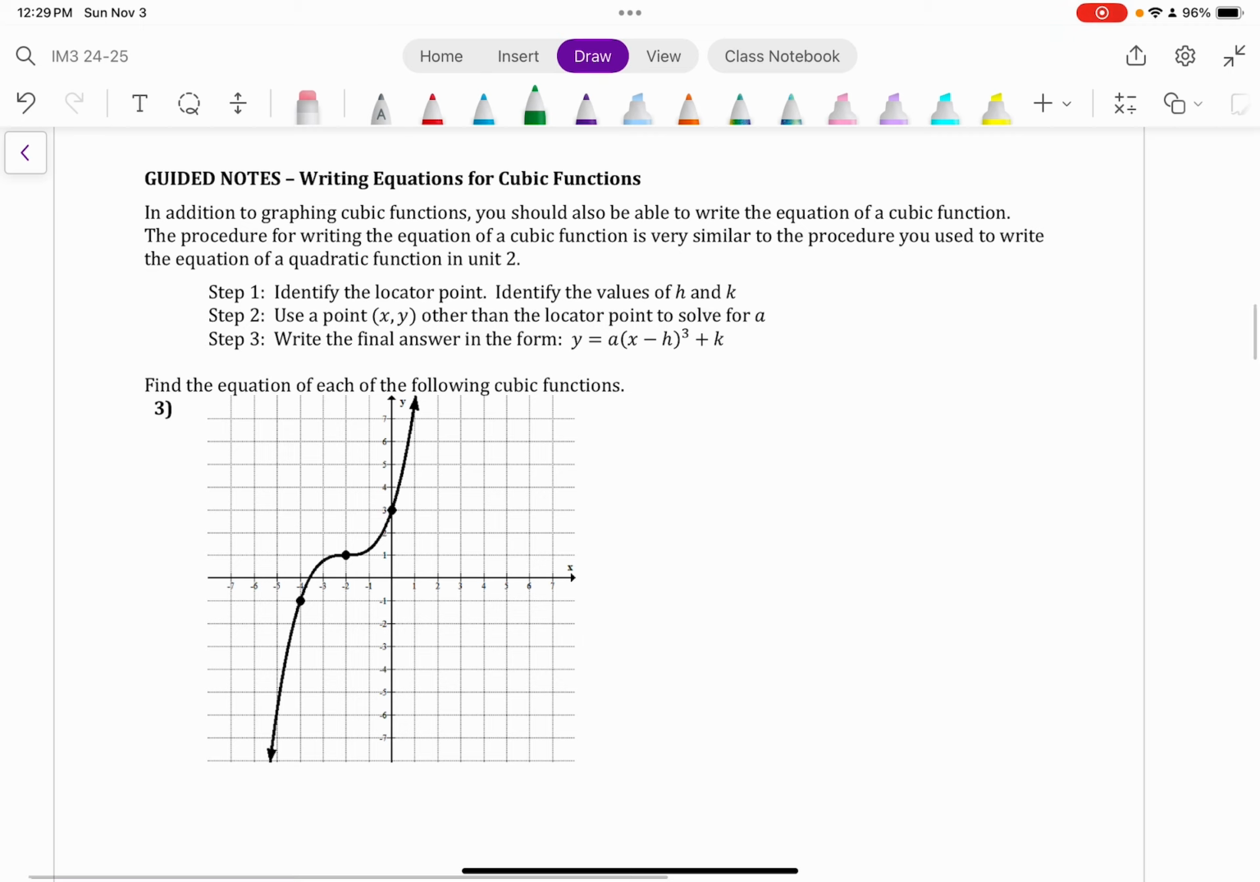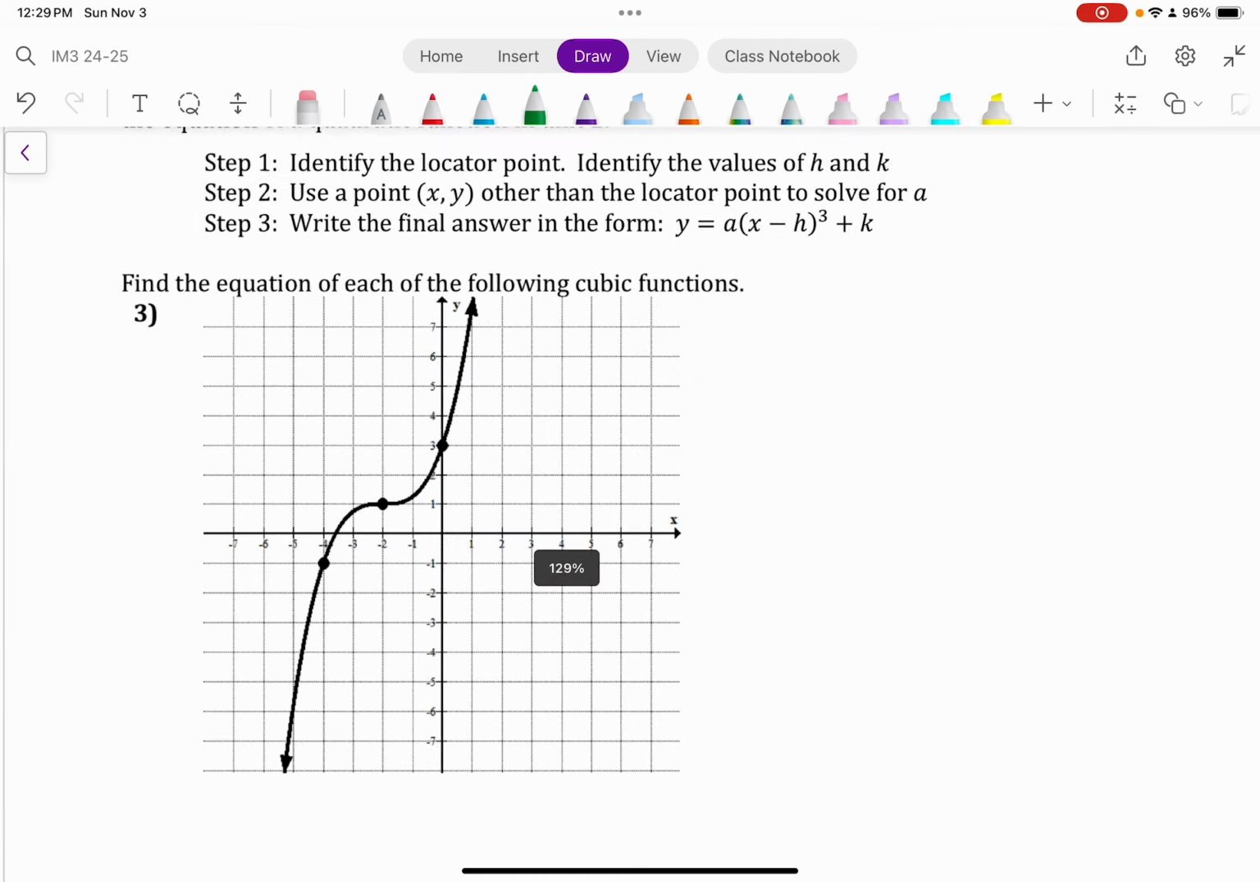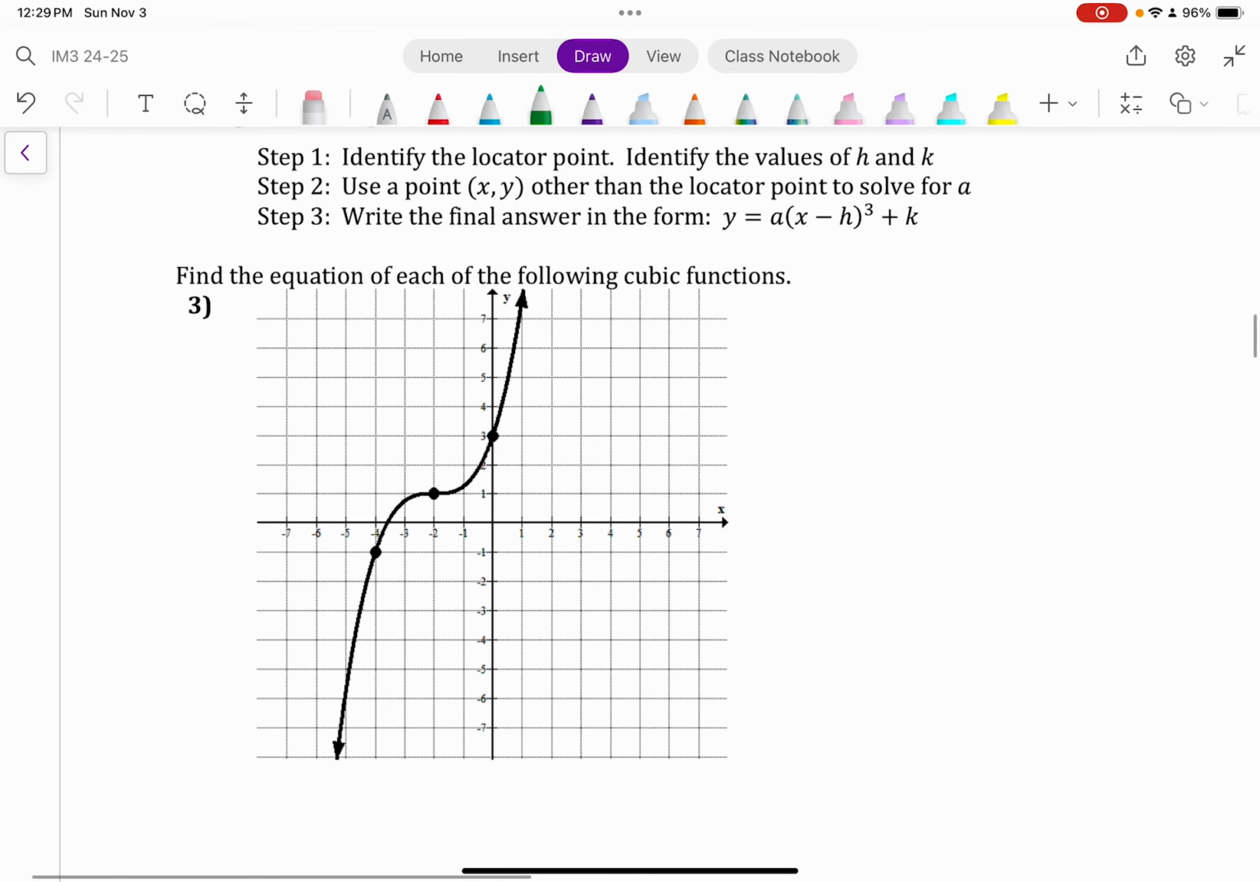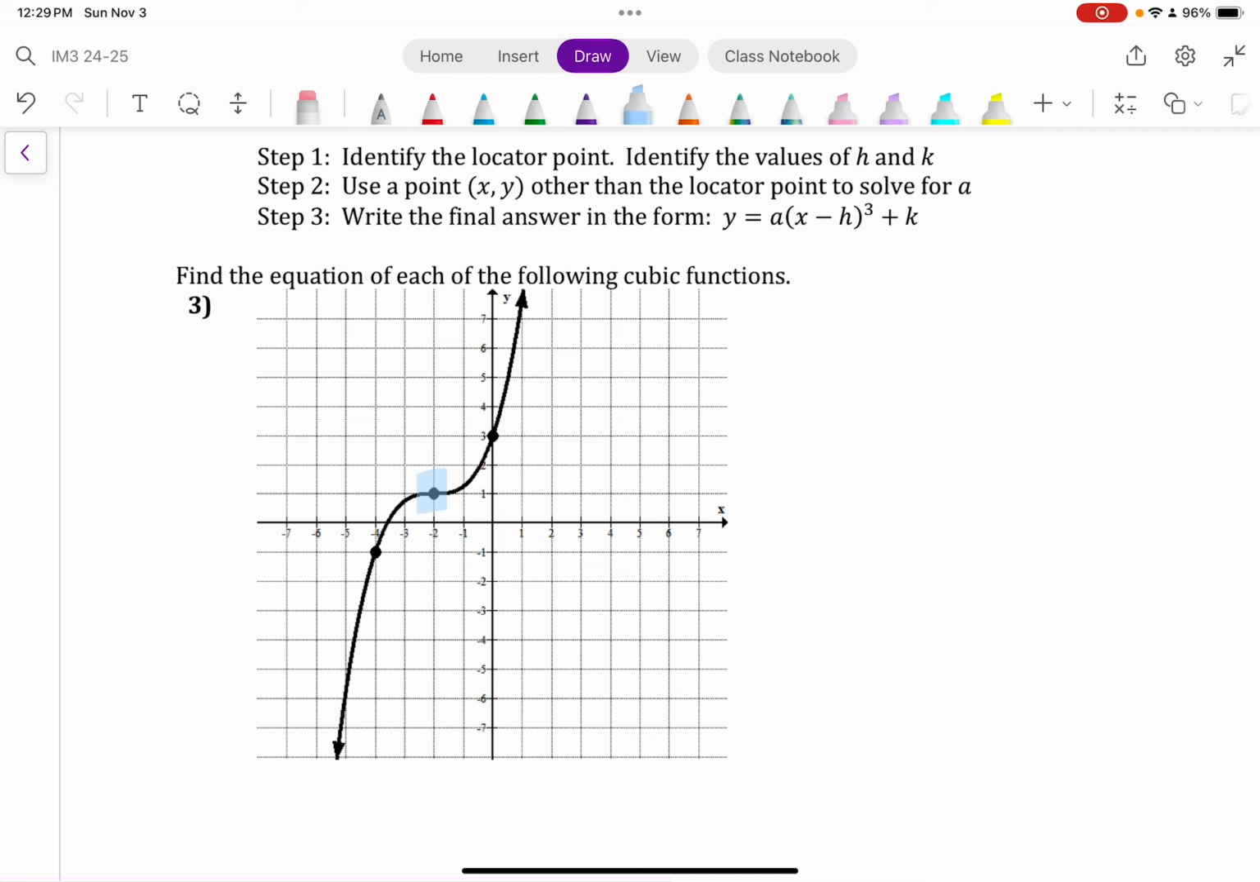How do we write an equation when given a graph? Well, it's real simple. Step 1, you want to identify the locator point. We've already established that the locator point is the flattest point on your graph, which in this case would be the point that I highlighted in blue. The locator point is your H and K. You want to pick a second point to serve as your X and Y. I'm picking the point (0, 3), which happens to be my Y-intercept. This is highlighted in yellow.